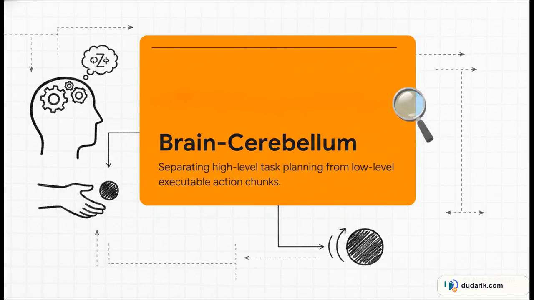It's actually exactly how human biology works. Your conscious brain decides, hey, I want to catch that ball, right? But it's your cerebellum that automatically calculates the exact micro-level muscle twitches required to actually raise your arm and close your hand. This AI model does the exact same thing, which lets it completely bypass those error-prone intermediate translation steps.